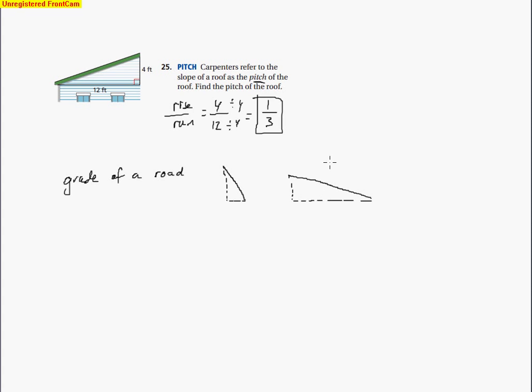So let's say this one has a 10% grade. And so the 10% grade means that, if we change that percent to a fraction, it would be 10 over 100 is what that represents. So that means we're going down 10 feet or up, depending on which way you're going, and we're going over to the left or to the right 100 feet, or 100 units. So 10 units up or down, 100 units over is what that represents.